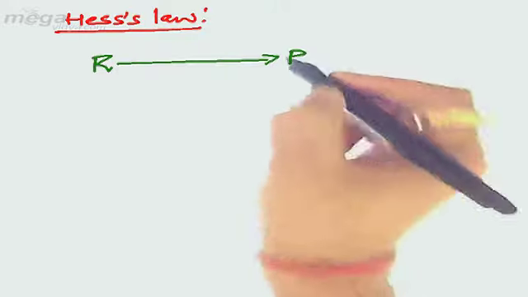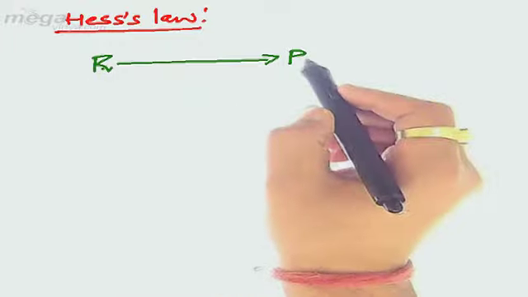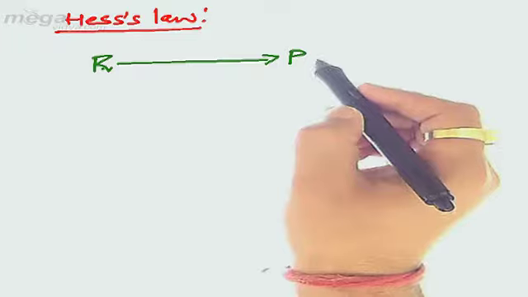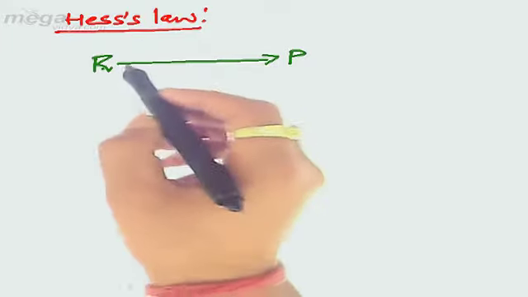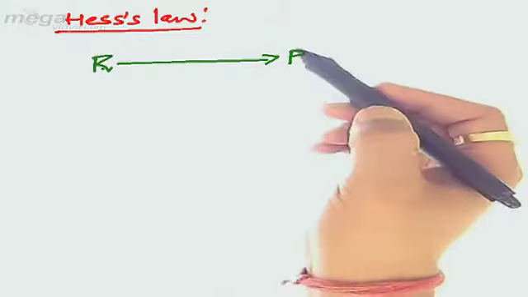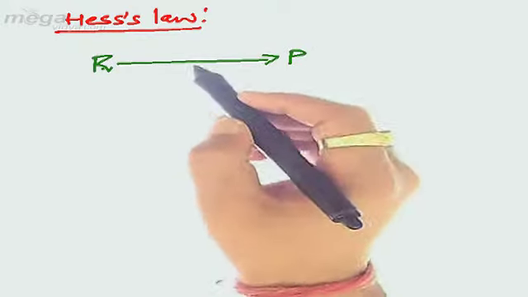Let's say a reactant R is converting into a product P. Now this process has been represented in one step. That means we are discussing the overall reaction. We are not concerned about its mechanism. We are just writing that this reaction is taking place where a reactant is converting into the product. So we are simply representing the overall reaction.